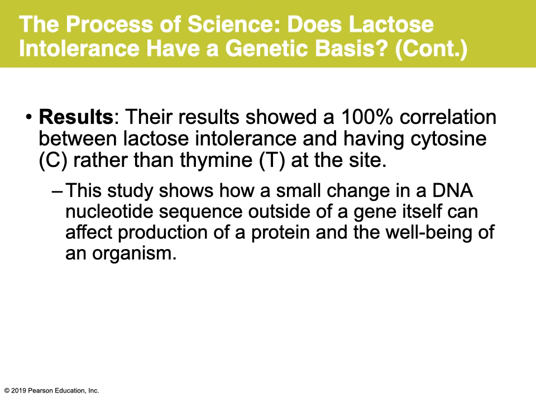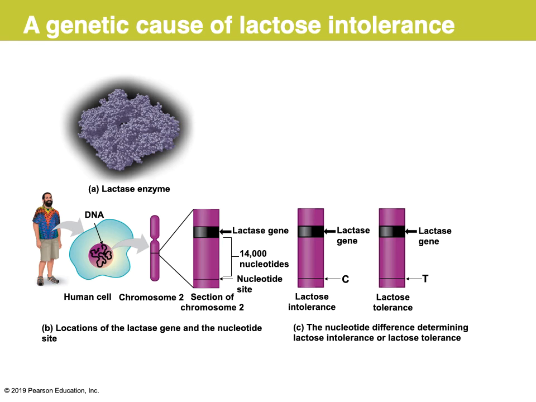So this is interesting. It's showing you how a small change in a DNA nucleotide sequence outside of a gene can affect production of a protein, and in this case, the well-being of the organism. So we always think that it's got to be a change in a gene changing a protein. There's changes in DNA that are not changing the sequence of a protein, but they do have influence on what's going on with that gene.